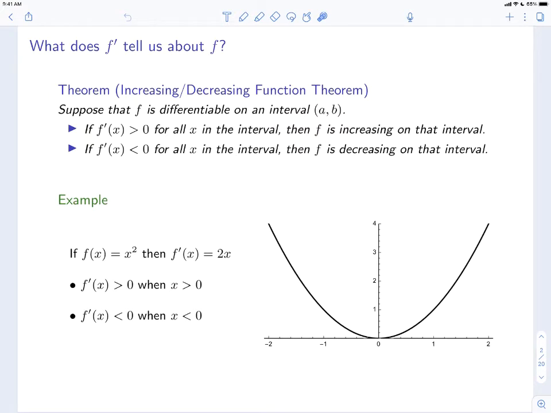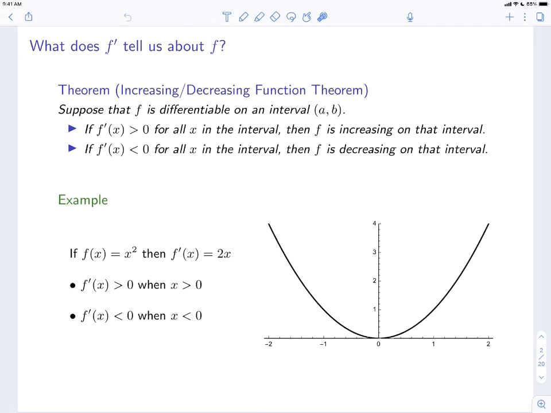For example, consider f of x equals x squared, which has a parabola as a graph. This function is decreasing from negative infinity to 0. So this function is decreasing for negative values of x, and it's increasing for positive values of x. The derivative of x squared is 2 times x. 2 times x is negative when x is negative, and positive when x is positive. So we see that the derivative is negative precisely where the function is decreasing, and the derivative is positive precisely where the function is increasing.